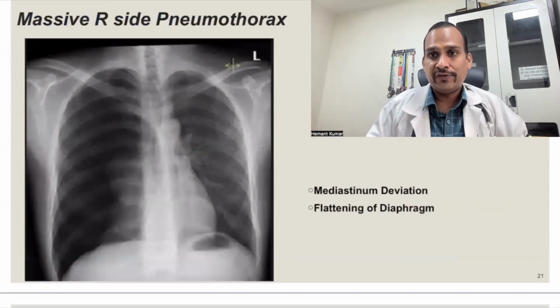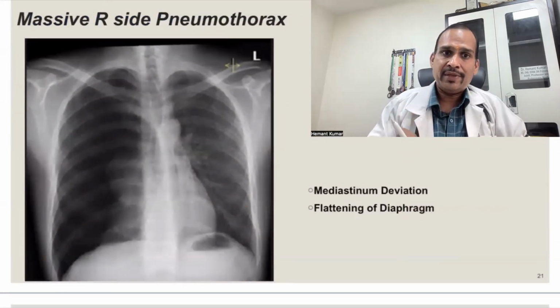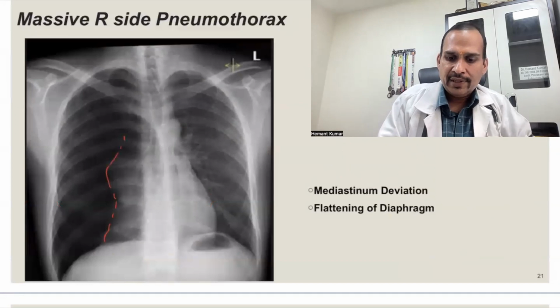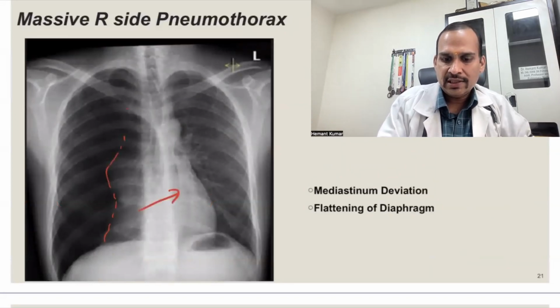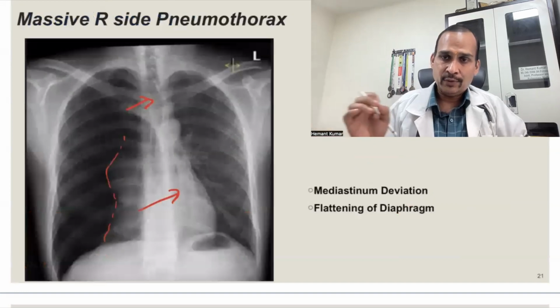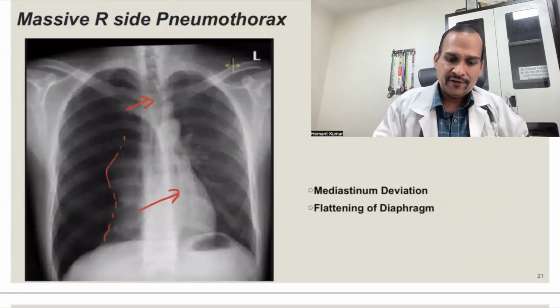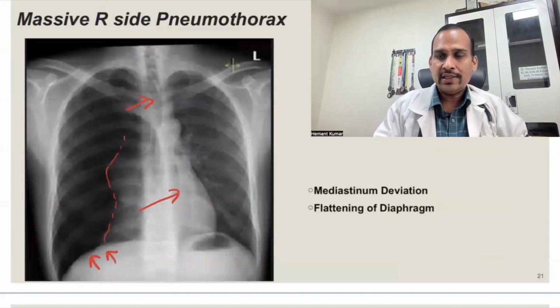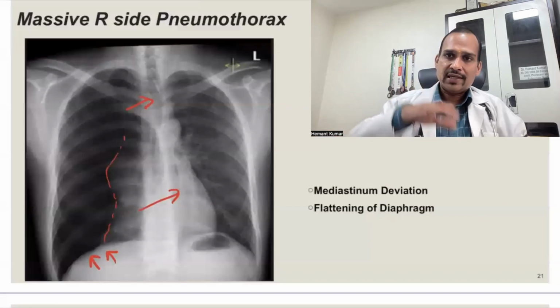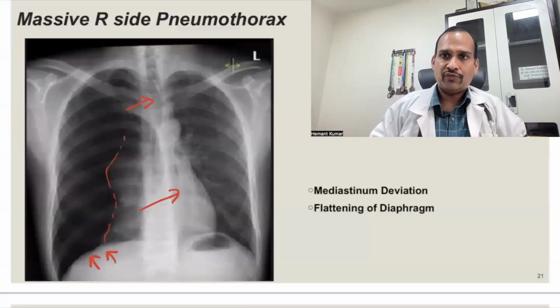This is a massive right side pneumothorax. Then you can appreciate mediastinal shift. In this, you can see this is the collapsed lung. Okay, the mediastinum is shifted. You can see the trachea is also shifted to the opposite side. One more thing is the diaphragm. You can see the right diaphragm is usually higher than the left side, but in this case, because of pneumothorax, the diaphragm is also pushed downwards. So the diaphragm gets flattened.